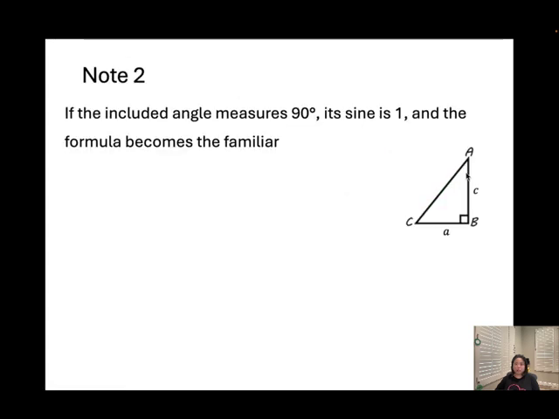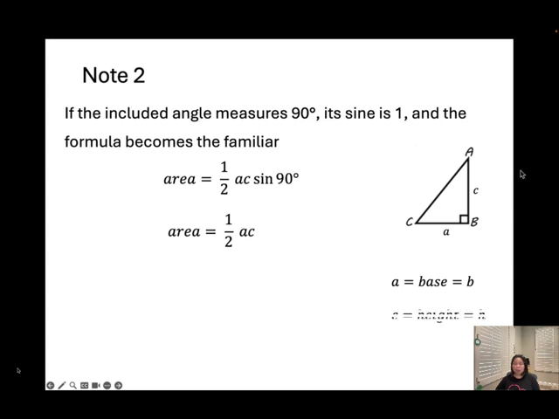If the included angle measures 90 degrees, so when we have a right triangle and we want to find the area, 1/2 ac sine B, and B will be 90 degrees. Think about it. What is sine 90 equal to? Sine 90 will be equal to 1. So that will be 1/2 times a and c. And a will be the base of the triangle, and then c will be the height of the triangle. Okay? So this is what we learned from Algebra 1, right? Base times height divided by 2.